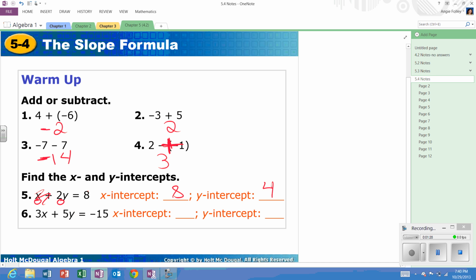Okay, and our next one, x-intercept, again, I'm going to put 0 in for y, so that term cancels. I'm left with 3x equals negative 15. Divide both sides by 3, and x is equal to negative 5.